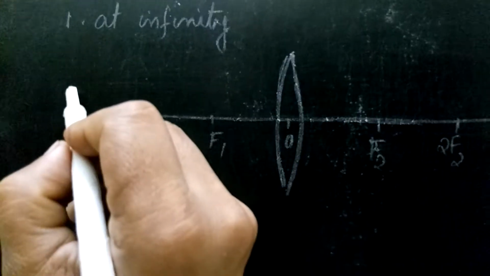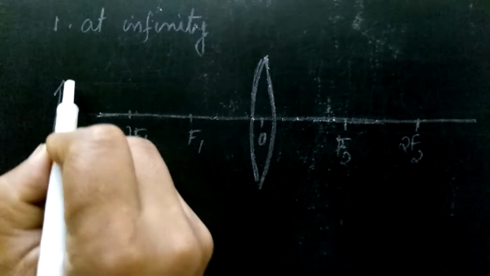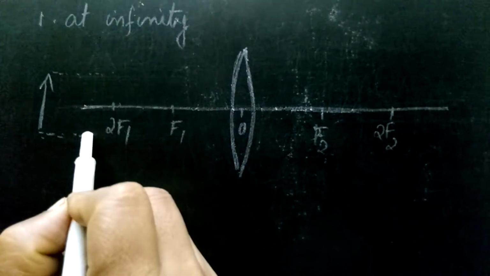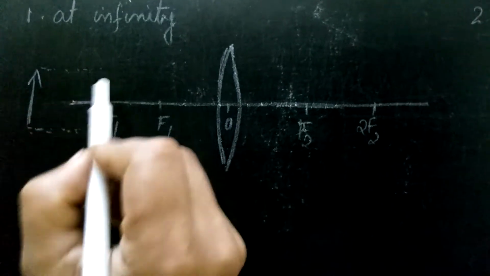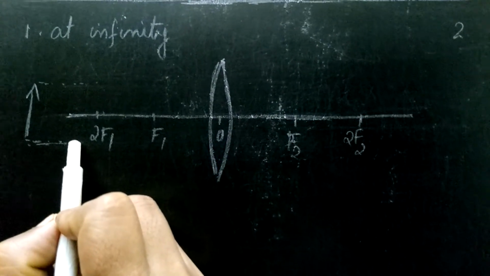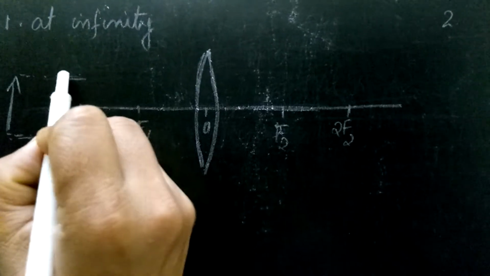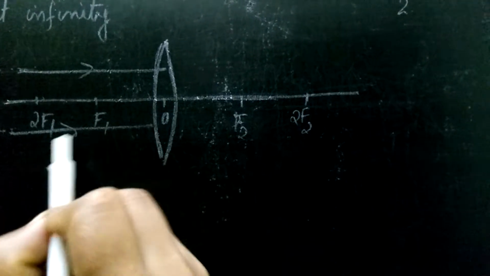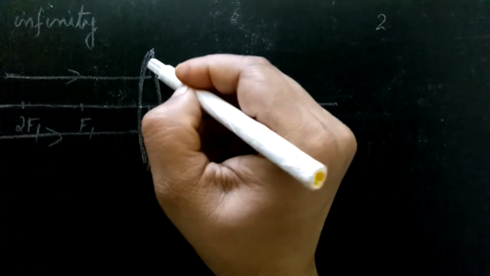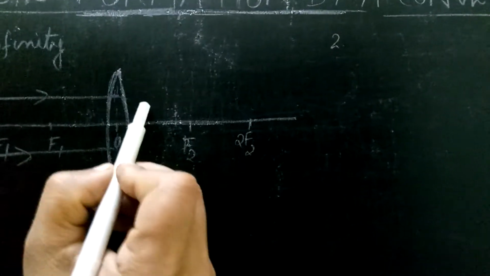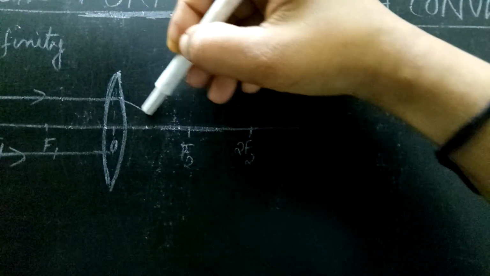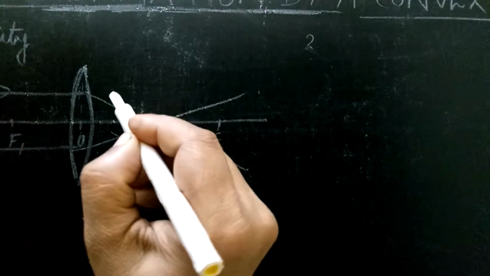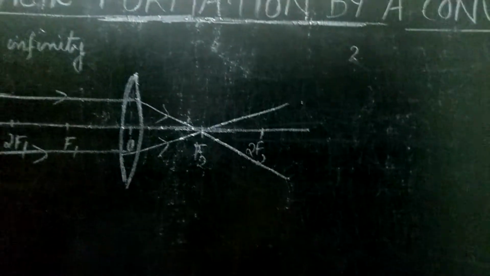Now you have to keep the object at infinity, isn't it? So here, the light rays coming from infinity will be parallel. So you should mark it as a dotted line because these light rays are coming from far away, or from infinity. So now you have to extend the light rays. Light rays parallel to the principal axis fall on a convex lens. What will happen? After refraction, they converge at the focus. So image will be formed at the focus.